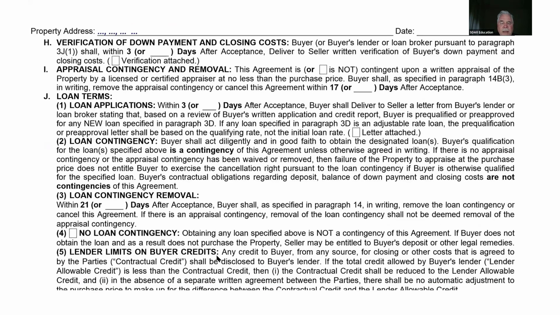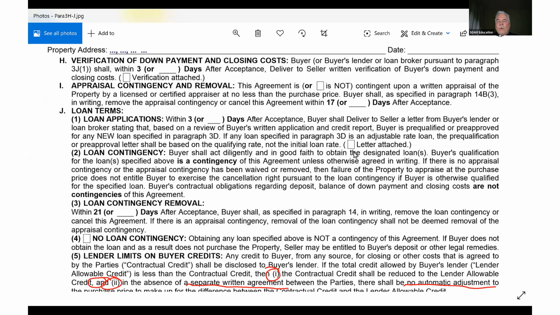The purchase price to make up for the difference between the contractual credit and the lender allowable credit, okay? No automatic adjustment, all right? Everybody good? Okay, so in other words, what's the lesson? The lesson is that whatever credit you agree to up front, I would check with the lender up front just to make sure that you are not committing the seller and the buyer to a relationship with each other that the lender is going to stop. Because remember, the lender's credit is going to take precedence. They're giving the money. They're the ones with the money. So let's be very well aware of that.